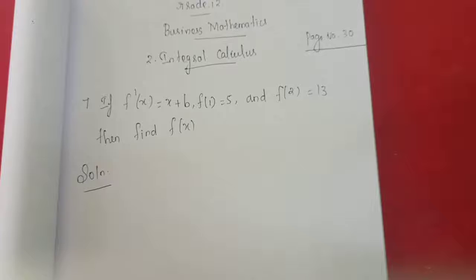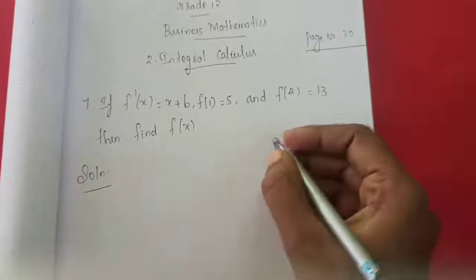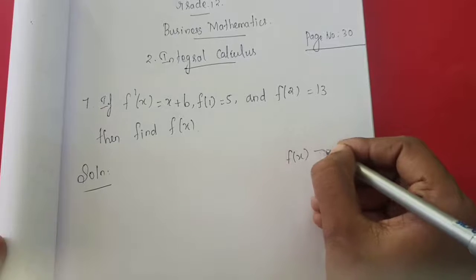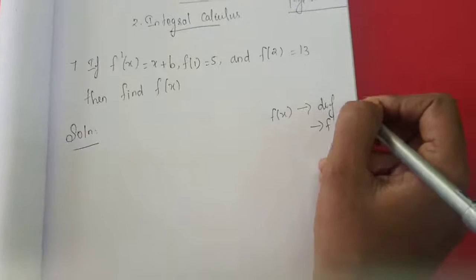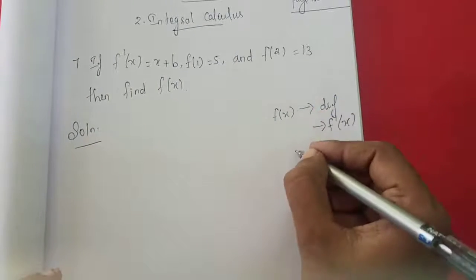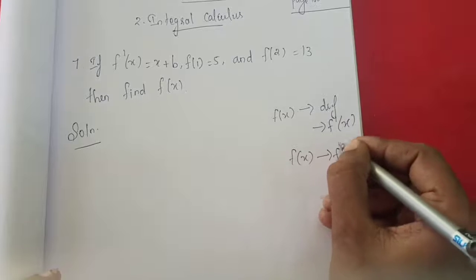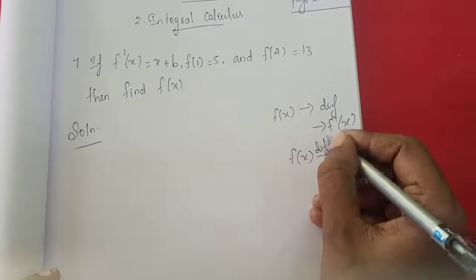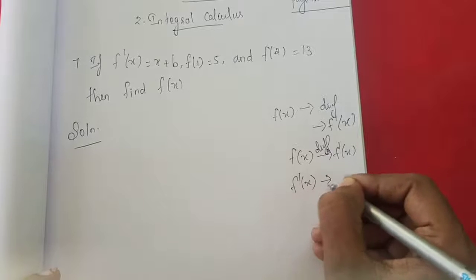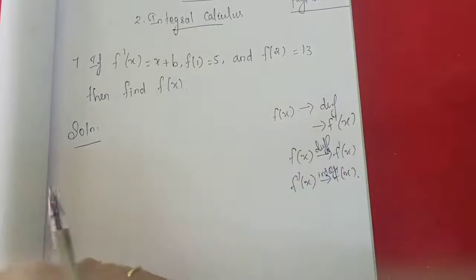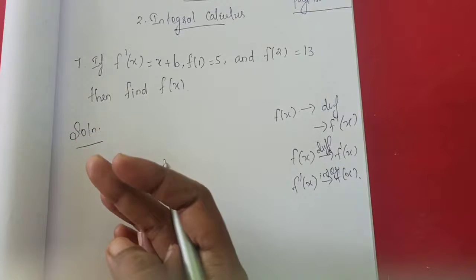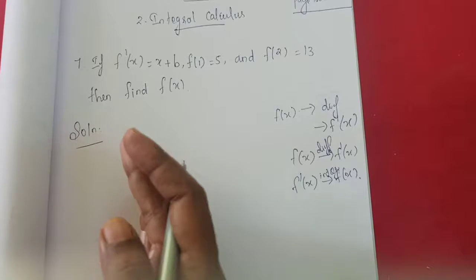I am already teaching the introduction for the second chapter. Have you remembered? I taught you when we are differentiating. If it is f of x, when we differentiate, you will get f dash of x. The reverse process of differentiation is integration. So f of x to f dash of x means we differentiate, and f dash of x to f of x means we integrate.